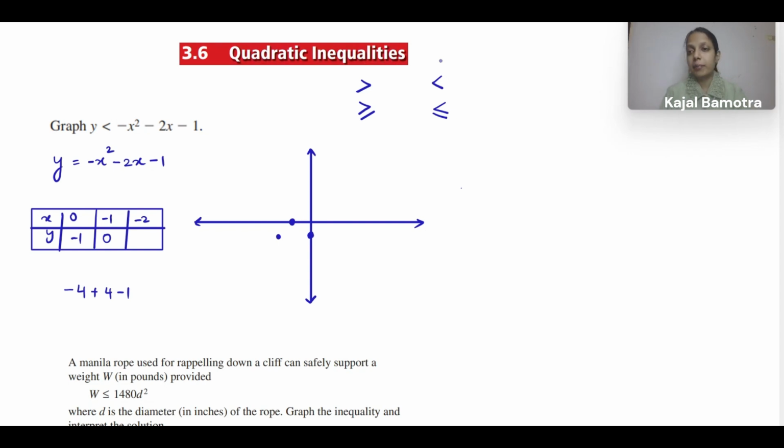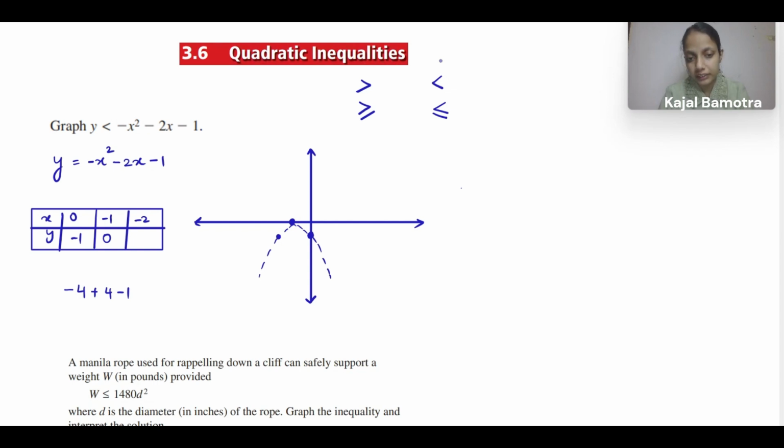Just try to connect them. And when I connect them, I have to connect in a dotted way. Why? Because it was given strictly less than. If it said equal to, then I would make this line solid. As it is not, I will make a dotted line. This is done. But this shows that the points on the curve are not included. There is some area, more than just points, which is included.